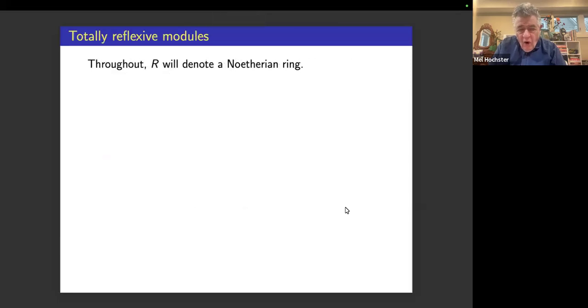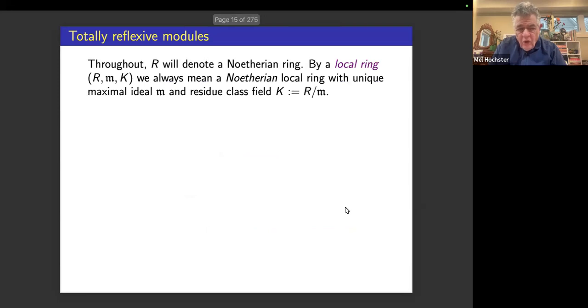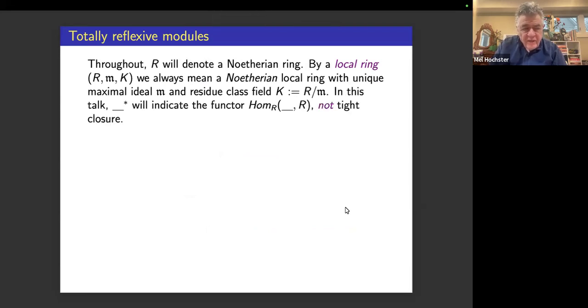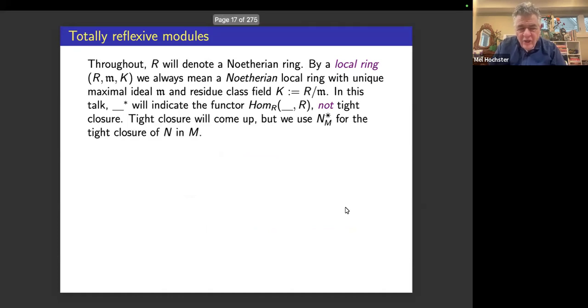R will always denote a Noetherian ring. I will also be talking about some non-Noetherian rings, but R will always be Noetherian. And local will always mean Noetherian local ring. I'm going to use a small asterisk for the dualizing into R. So it's not tight closure, but I will also talk about tight closure. So I'm going to use this large asterisk, which is bolder, and also it has 8 spokes instead of 6. So I think you should be able to distinguish it easily from duality.